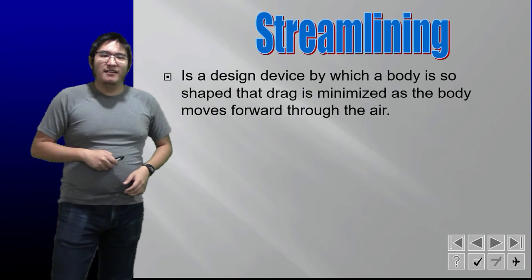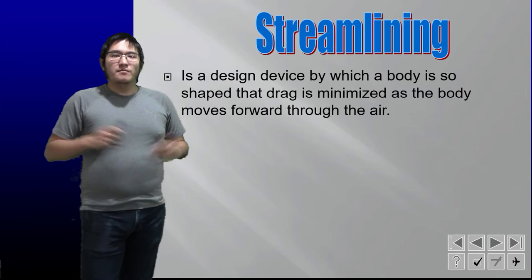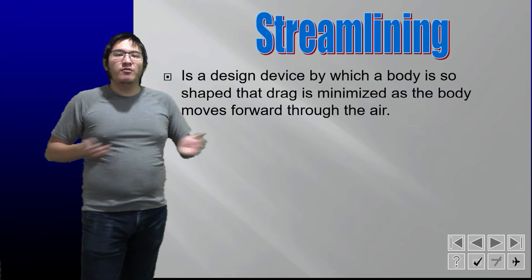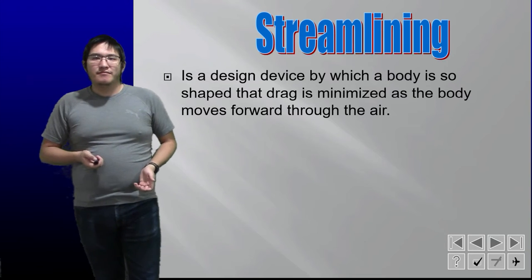Alright, streamlining. Streamlining is something we discussed in earlier lessons. This just means changing the shape of a body so it's smoother and minimizes the drag created by the body.